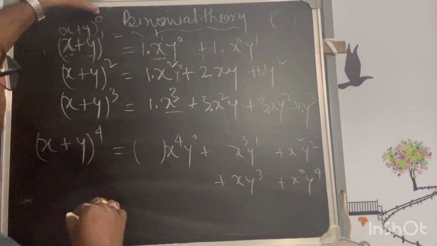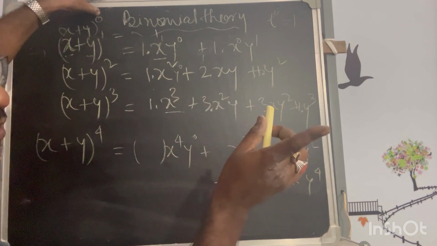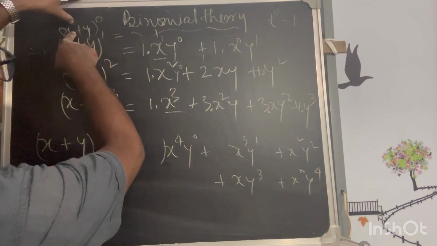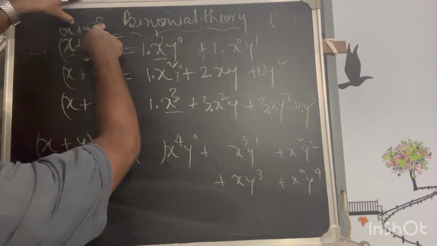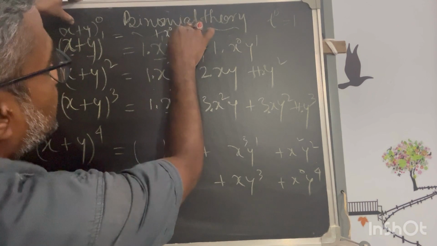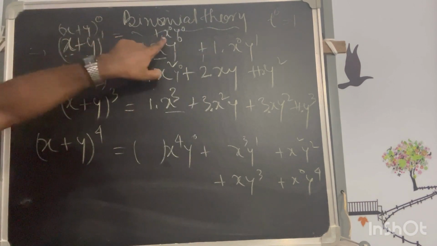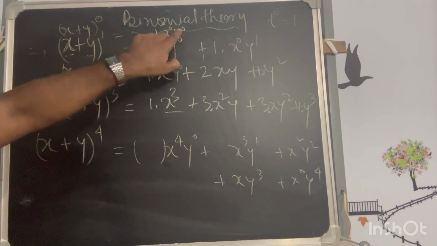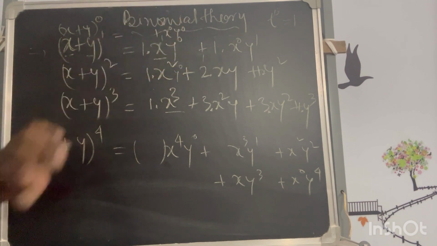So here your maximum power is 0, so the number of terms will be 0 plus 1, that is 1, and the term will vary from 0 to 0, because the maximum power is 0. So there is only one term of this kind, because x to the power 0, y to the power 0, and the whole value is 1.